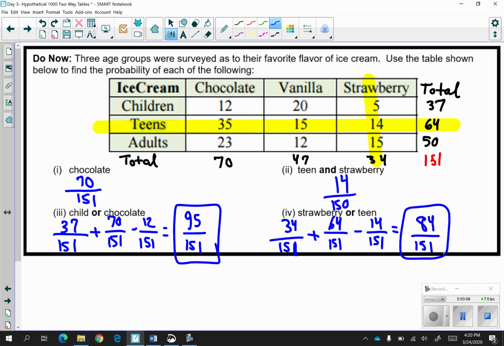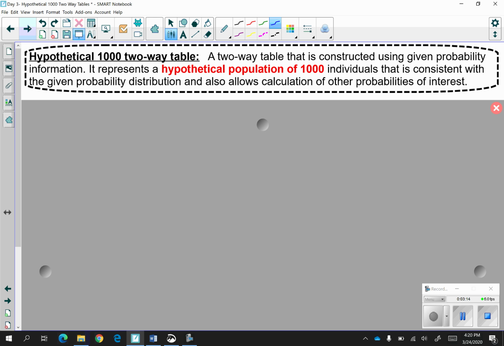So notice here how they gave you the table and they're asking you for the probability. Sometimes they give you the probabilities and they want you to construct the table. So a hypothetical 1,000 two-way table, you know what a two-way table is, we just looked at one in the do now, and the hypothetical 1,000 part comes from assuming that there are 1,000 people total. We're going to use the given probability to create the rest of the boxes inside the table.